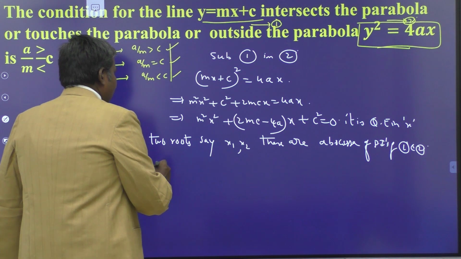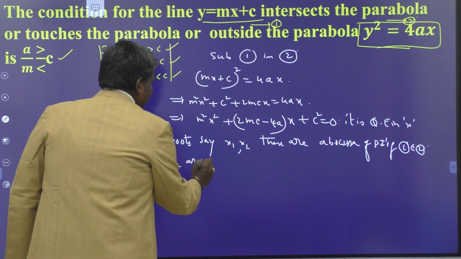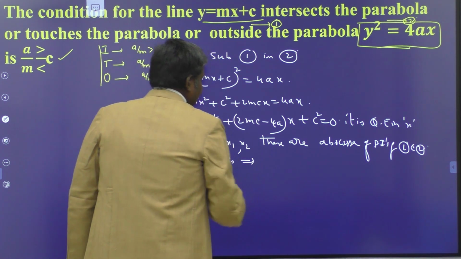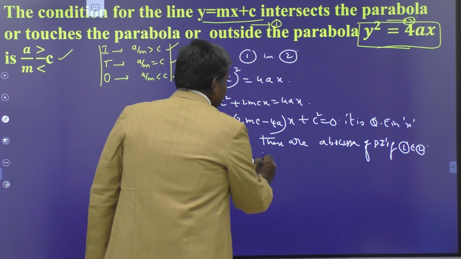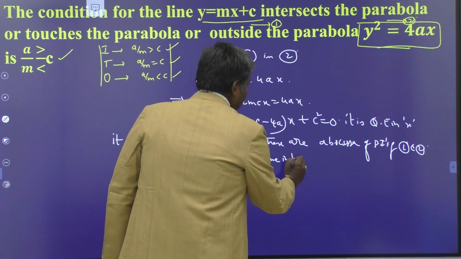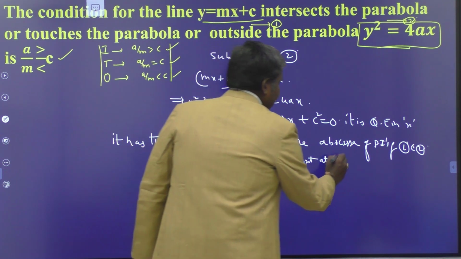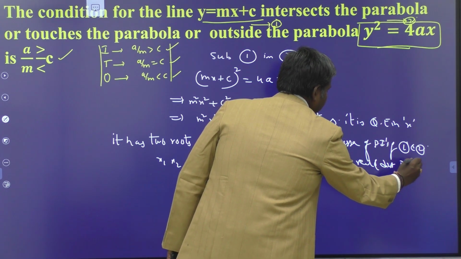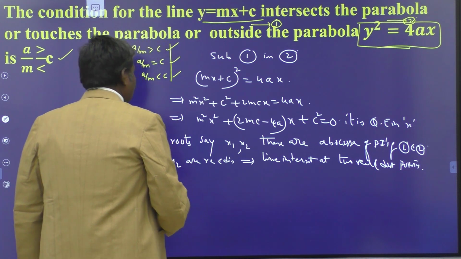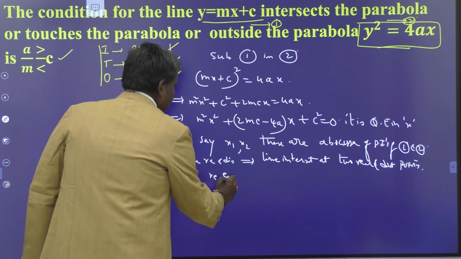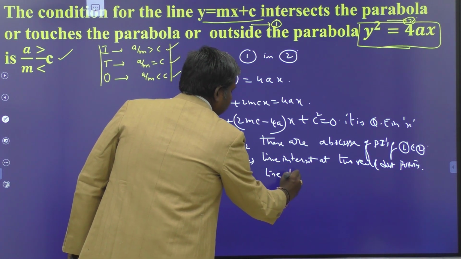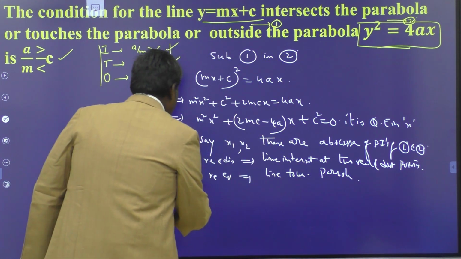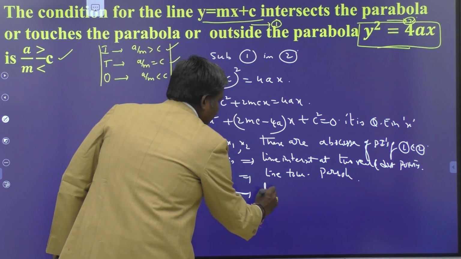So, if x1, x2 are real and distinct, this implies the line intersects the parabola at 2 real and distinct points. In the same manner, if x1, x2 are real and equal, the line touches the parabola. If x1, x2 are imaginary, this implies the line is outside the parabola.